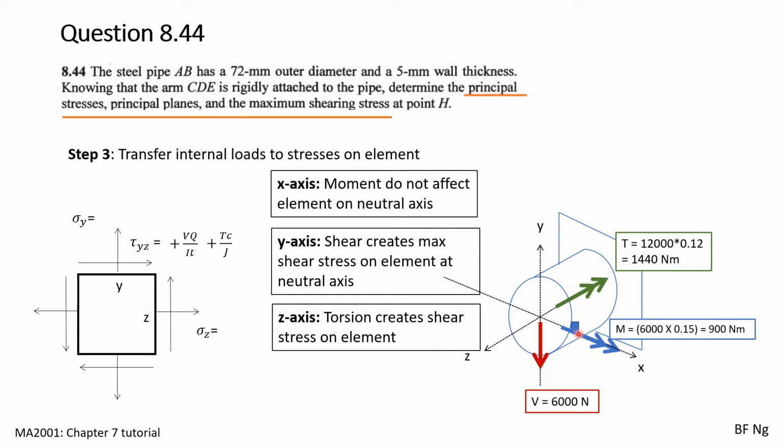For the z-axis, we have a torsion. Using the right-hand rule, it will cause the left face of the element to go down in terms of shear stress, which is the same as what we have in the element. As such, it's positive Tc over J. For sigma y and sigma z, it will just be 0.